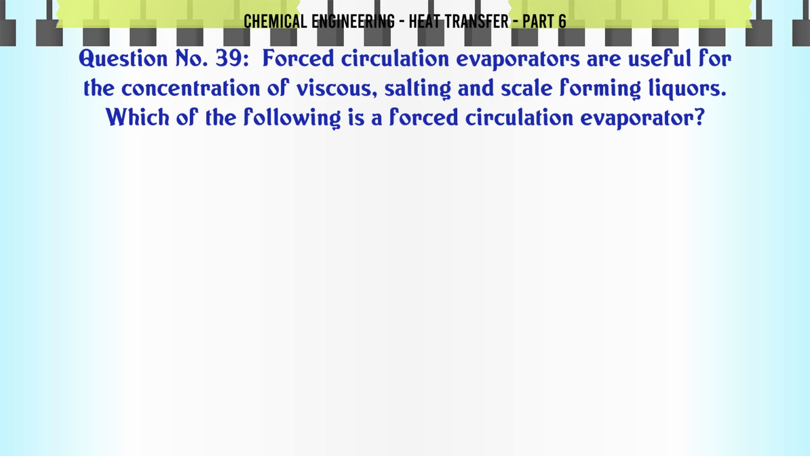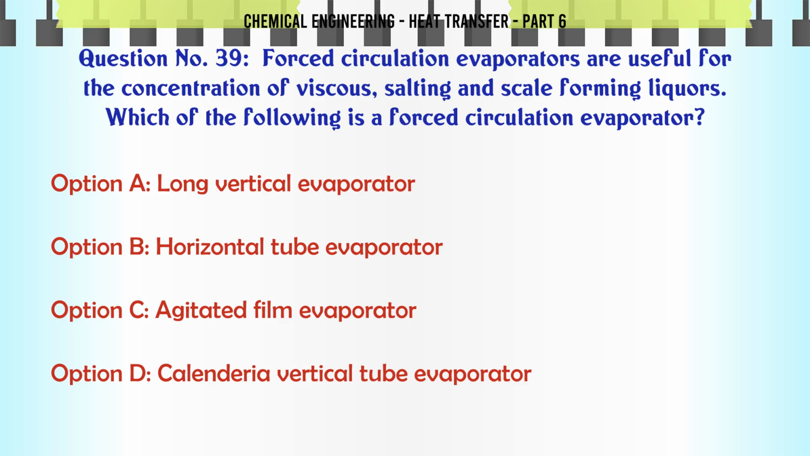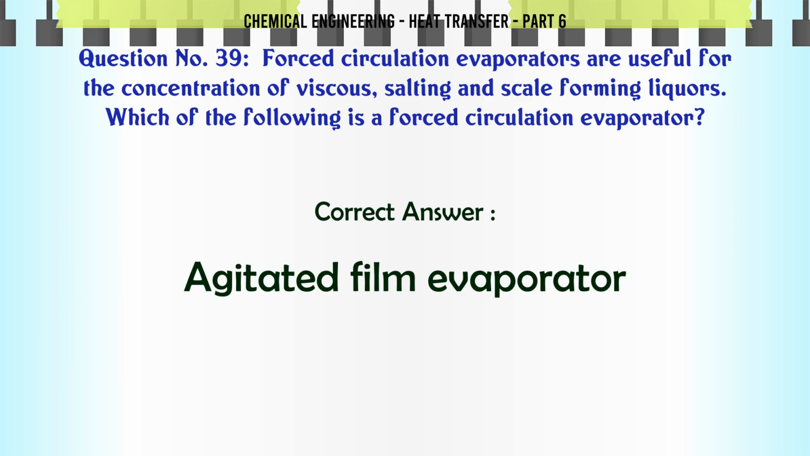Forced circulation evaporators are useful for the concentration of viscous, salting and scale-forming liquors. Which of the following is a forced circulation evaporator? A. Long vertical evaporator, B. Horizontal tube evaporator, C. Agitated film evaporator, D. Cylindrical vertical tube evaporator. The correct answer is agitated film evaporator.